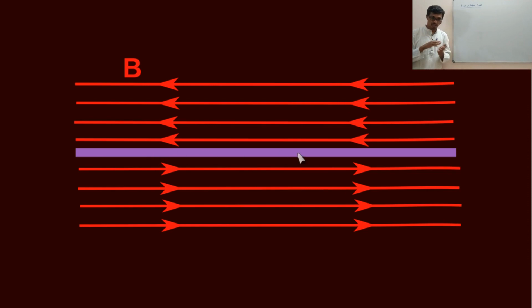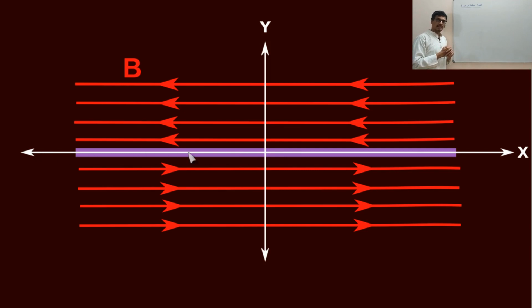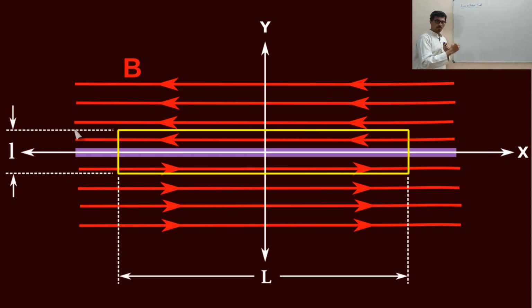So we have the neutral sheet, and the magnetic field lines are in opposite directions above and below the neutral sheet. Sweet and Parker considered a coordinate system where the x-axis is parallel to the magnetic field and along the neutral sheet, and the y-axis is normal to the neutral sheet. This configuration doesn't depend on the z coordinate, so the whole problem can be treated as two-dimensional. In this configuration, they considered a closed rectangular loop with a length capital L and a width small l, where the width is typically the thickness of the reconnecting region or the neutral sheet, and capital L is much larger than small l.